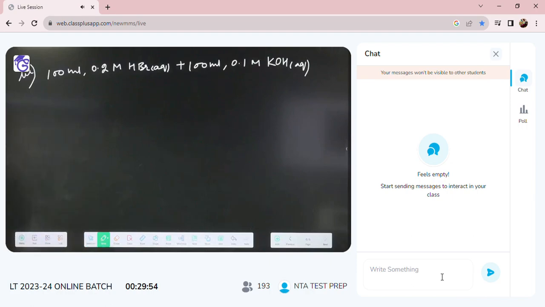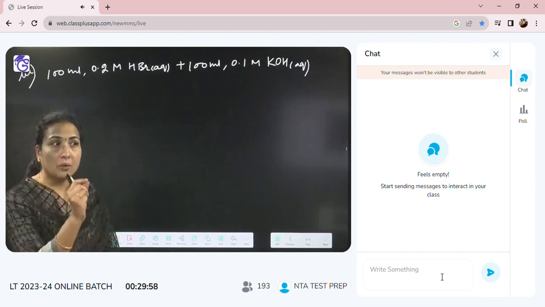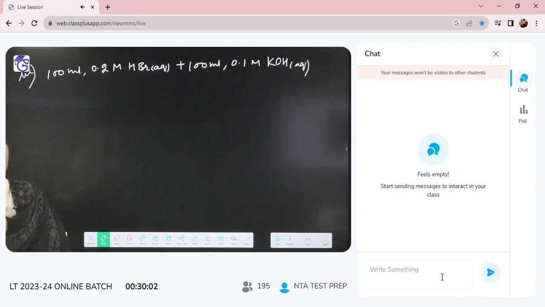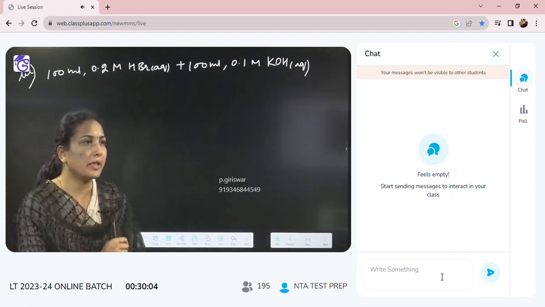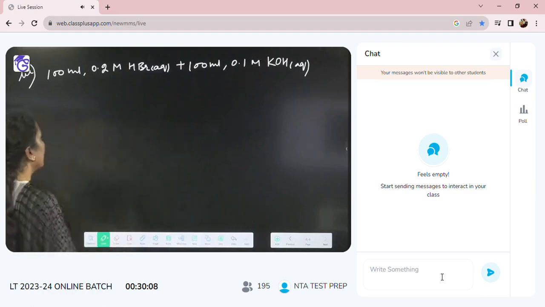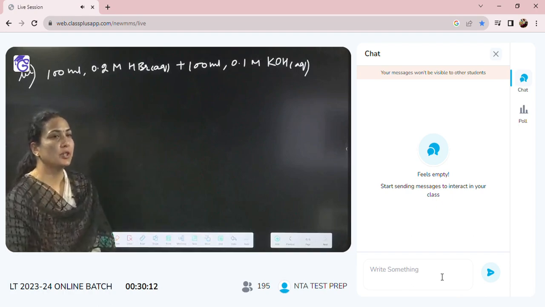So in that case, whichever milliequivalents are less, that will become the limiting reagent, because neutralization will happen till the time both acid and base are there. If one of the components is over, then there is no neutralization here. So you have to find out according to the number of equivalents of the limiting reagent.